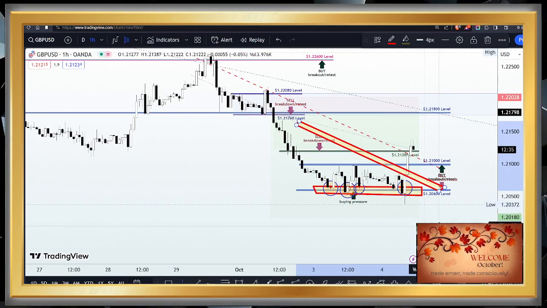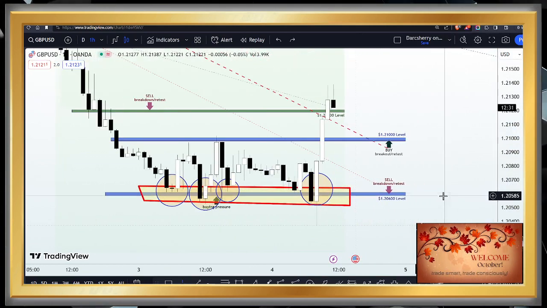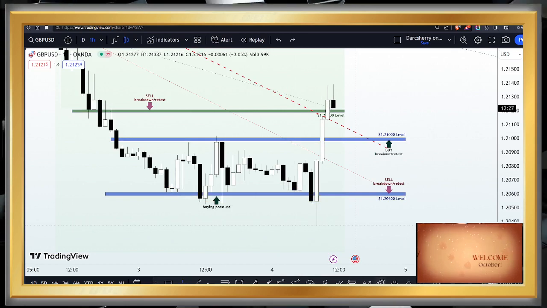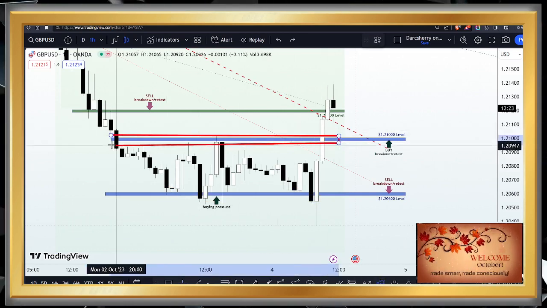Remember, we identified this trend line yesterday and we saw what happened this morning. Price just broke out of the trend line and broke out of the 1.21 level, which happens to be the resistance line of this range.